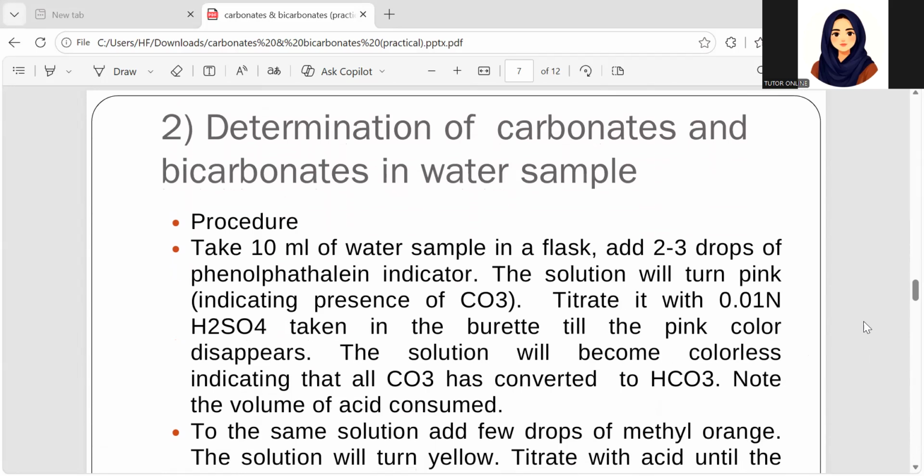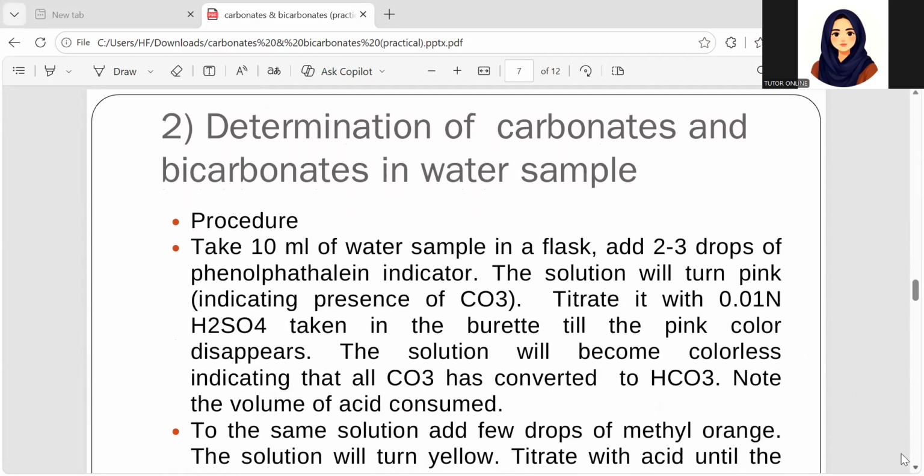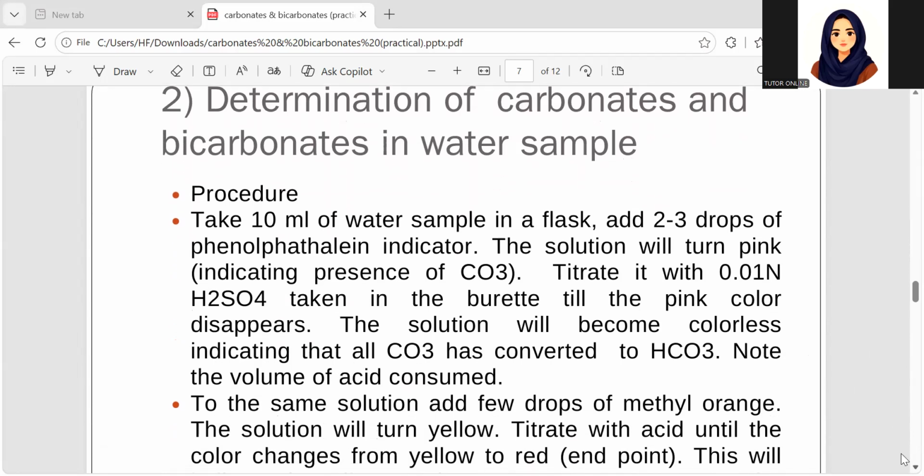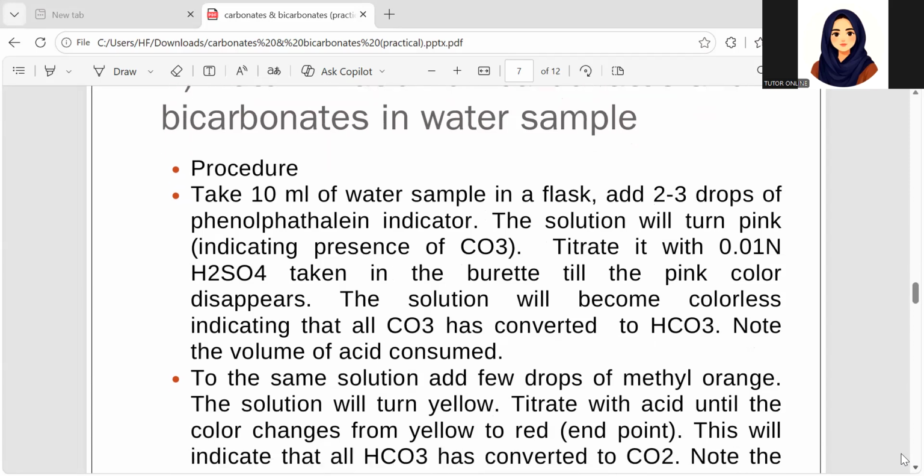Determination of carbonates and bicarbonates in water sample. Take 10 ml of water sample in a flask. Add 2 to 3 drops of phenolphthalein. The solution will turn pink. Titrate it with 0.01 normal H2SO4 taken in the burette till the pink color disappears. The solution will become colorless, indicating that all carbonates have converted to bicarbonates. Note the volume of the acid consumed.